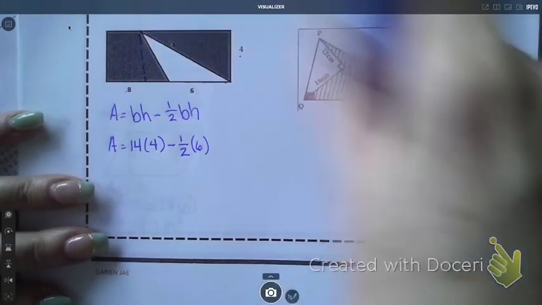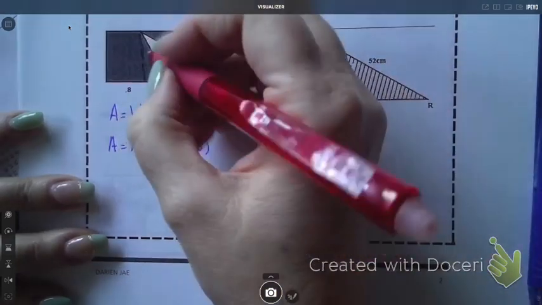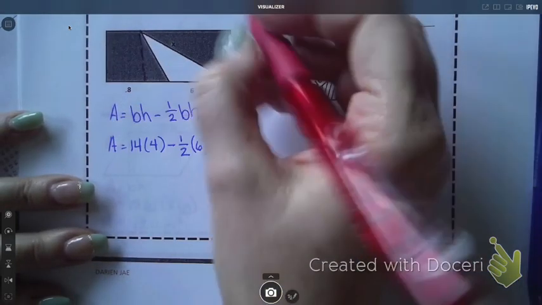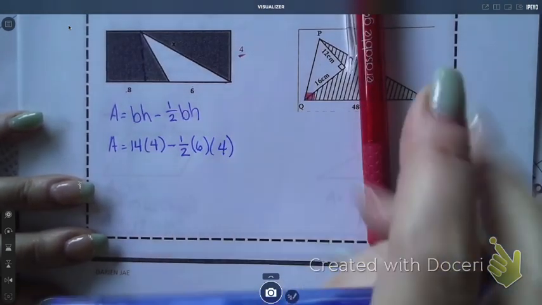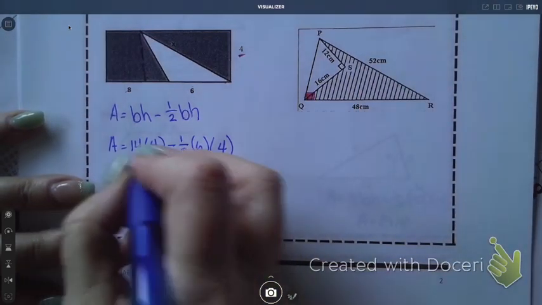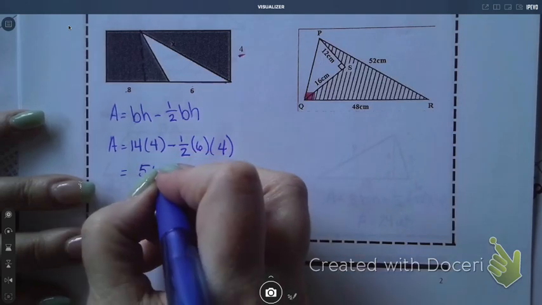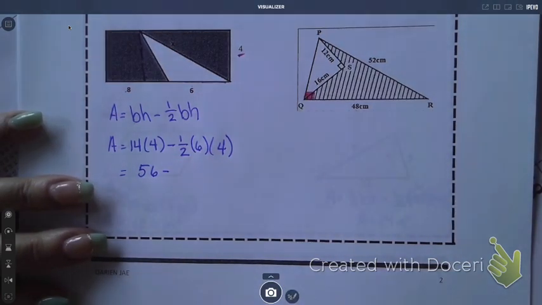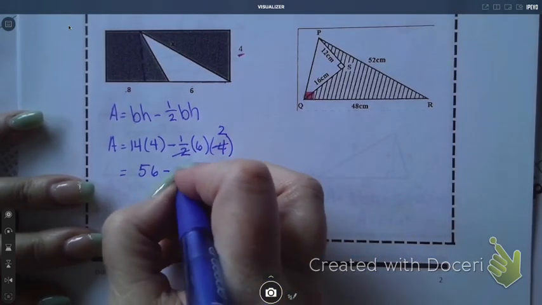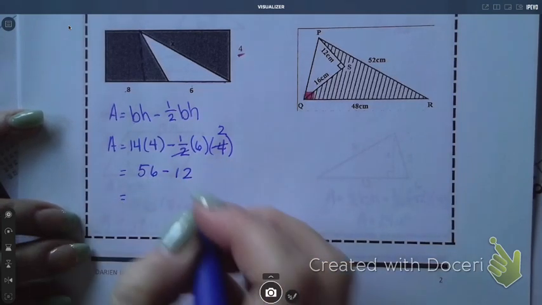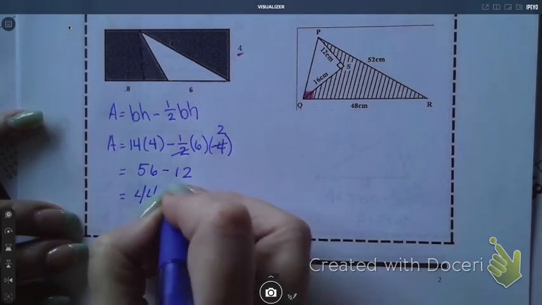What's this height? Can you see that blue? What's that height? 4, because it's the same as out there, isn't it? So times 4. So 14 times 4 would be 56. Are we taking half of 6 or 4? 4. So I get 2. So 12. So 56 minus 12 is 44 units squared.